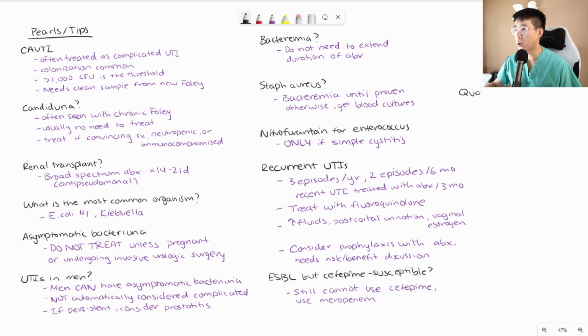Next, let's talk about quadriplegic patients. I was the primary care doctor for a lot of patients like this, and they often get urinary tract infections because they all have chronic catheters in. And so this is very common for them.